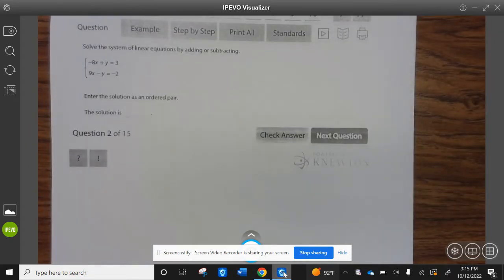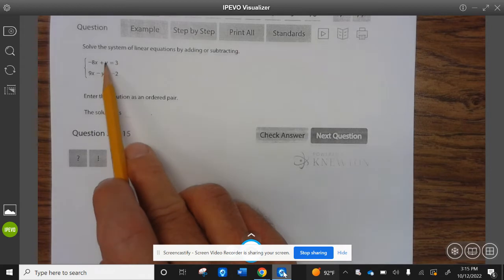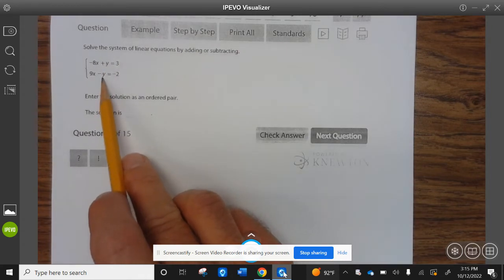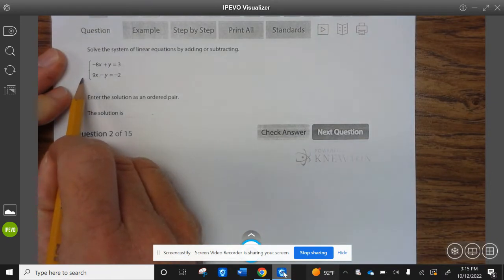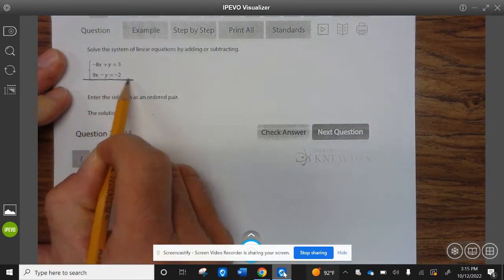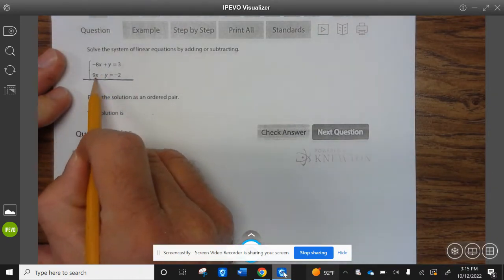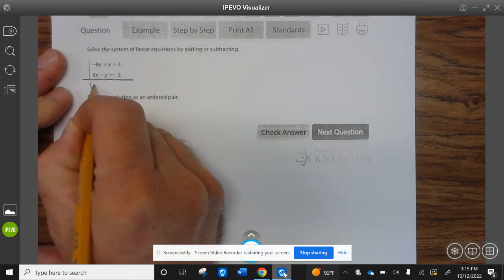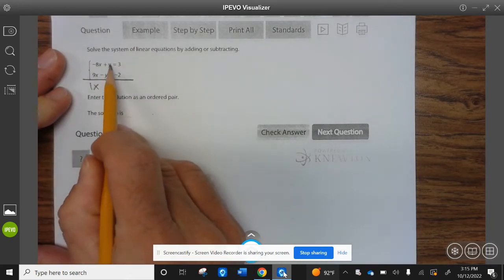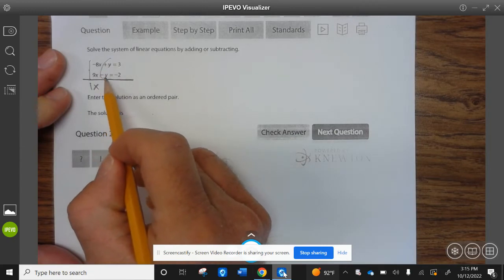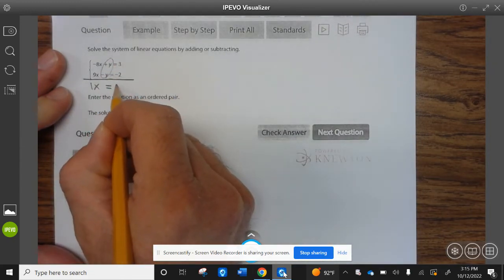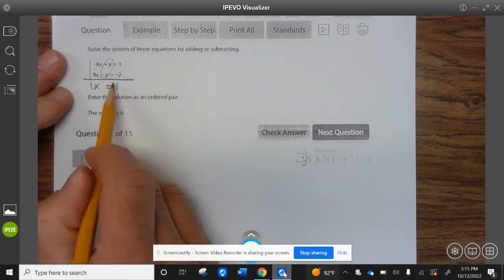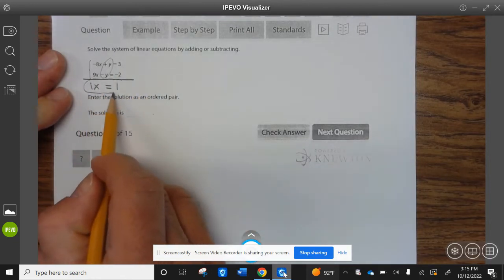All right. Now, in this case, we have a positive y and a negative y, and those will eliminate. Okay. So we can start right here. Okay. Negative 8x and 9x is 1x. Y and negative y become 0 equals 3 minus 2 is 1. So x equals 1.